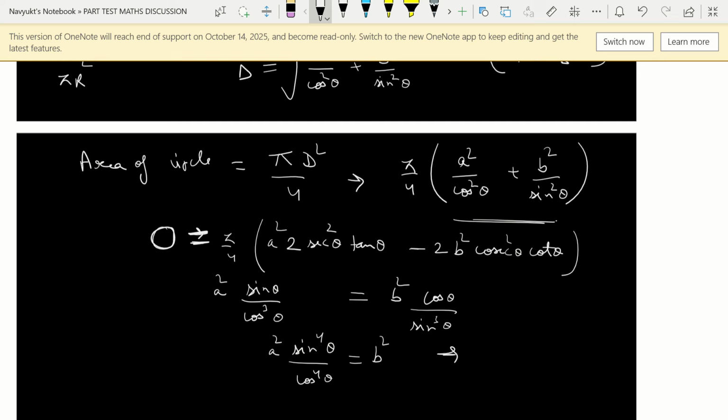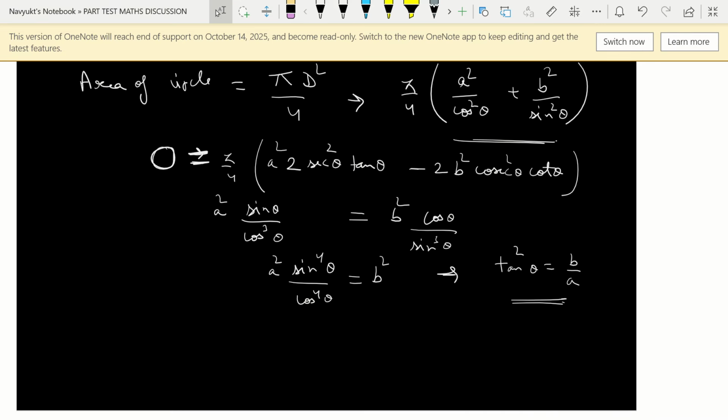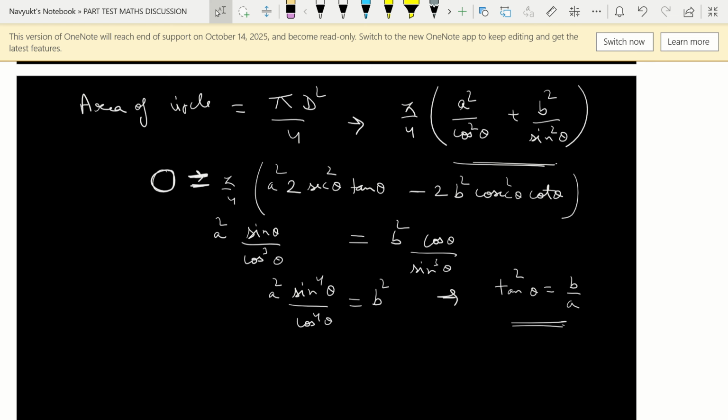Now from here you will observe that I will get my tan square theta value as b by a. This is the value for which I would be getting the minima. What we got from here is tan power 4 equals b square by a square. Now tan square can be plus minus b by a, but it cannot be minus b by a because it is a square of tan theta. So we'll put this value here and then we'll get our answer.